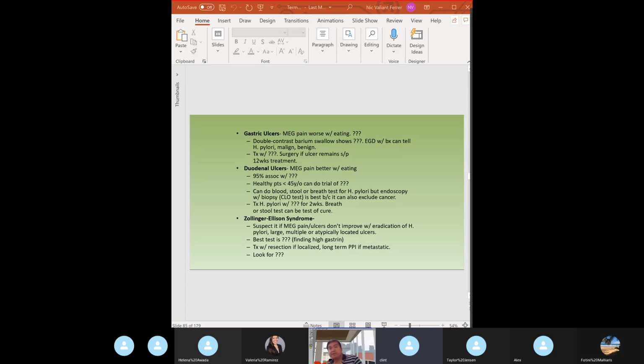Is the acid kind of neutralized by the time it gets to the duodenum, but the coating from the food helps it? Where is the ulcer? In the duodenum, right? What is in there? The duodenum, acidic or basic? It's more alkaline.